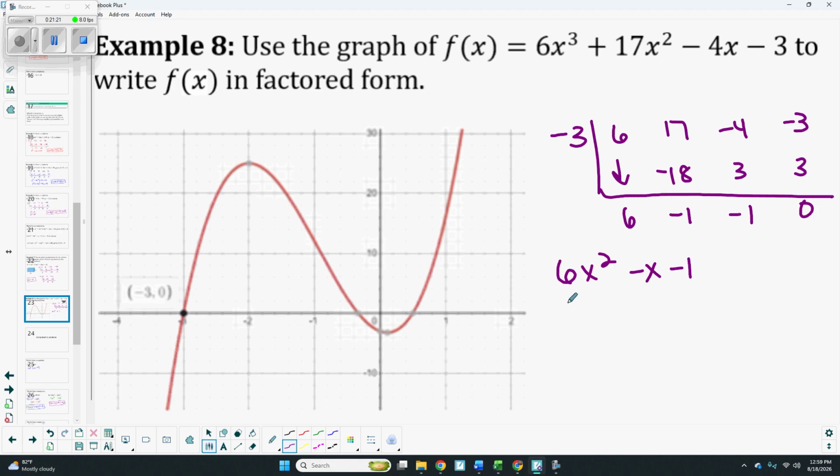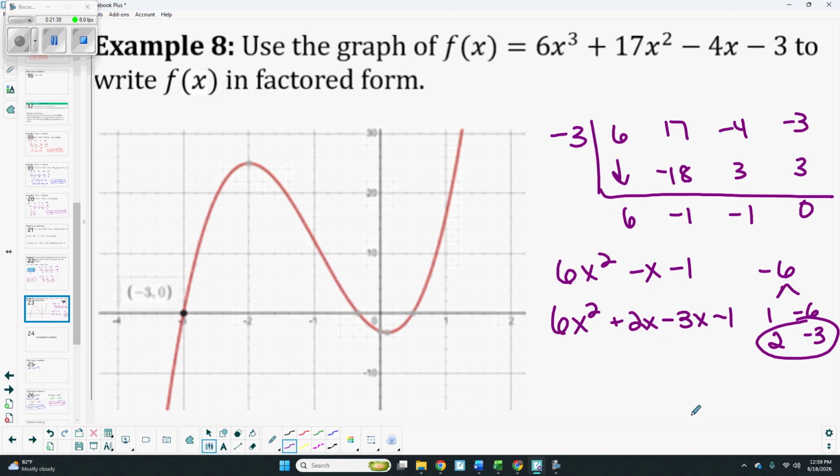So there's a number in front of the x squared, so I'm going to do 6 times negative 1 to get negative 6. Right? That could be 1 and negative 6, 2 and negative 3. That's the pair that equals negative 1. So 6x squared plus 2x minus 3x minus 1. Take 2x out of those. We're left with 3x plus 1. Take a negative out of these. We're left with 3x plus 1.